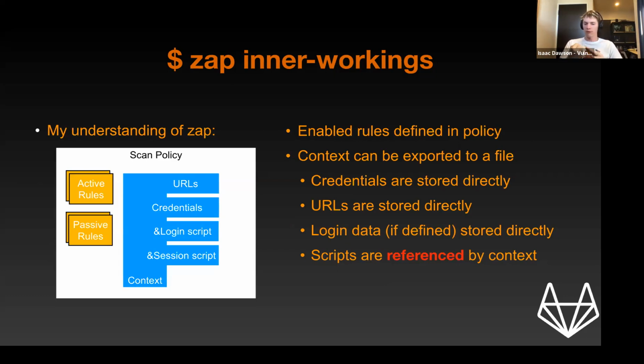The credentials are stored in this file. The URLs are just stored in this. Login data, if it's defined as being a request, is stored in it. However, and this was a big catch and surprise to me, scripts that you define are not contained in this file. So if you have a context that has a login script and a session script, these will not be in your context file, and you'll need to pass those in separately using an insane combination of command line arguments that I actually never got to work. I had to write using their Python API to get it to use the login and session scripts. So again, those are referenced by context. They are not included within the context file itself.